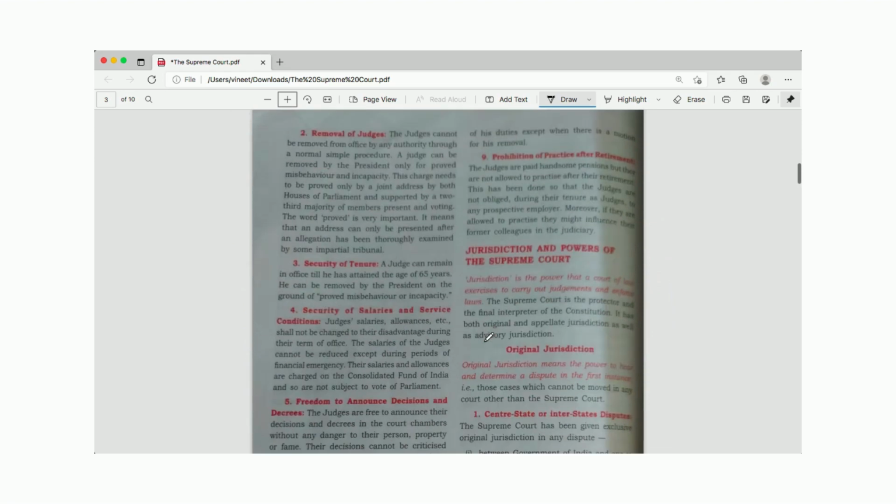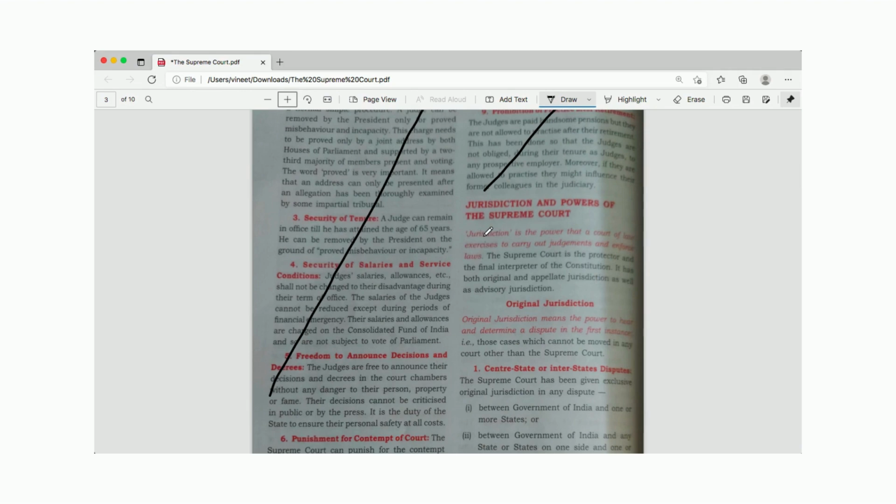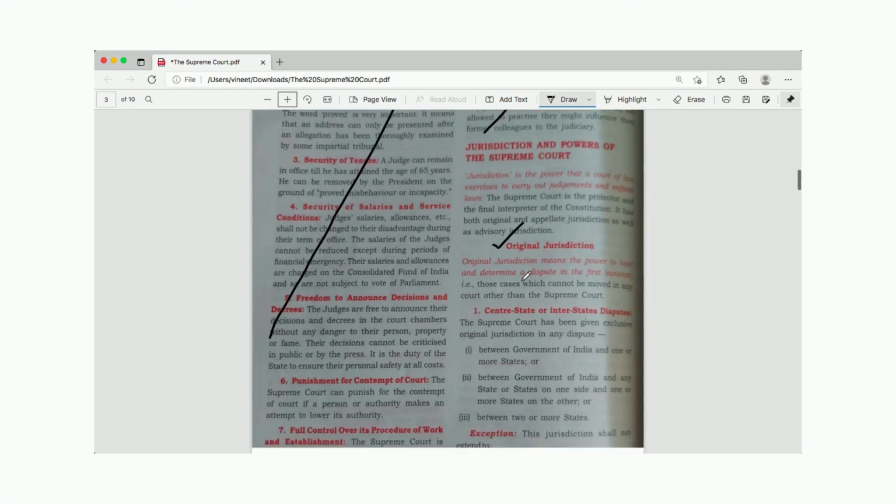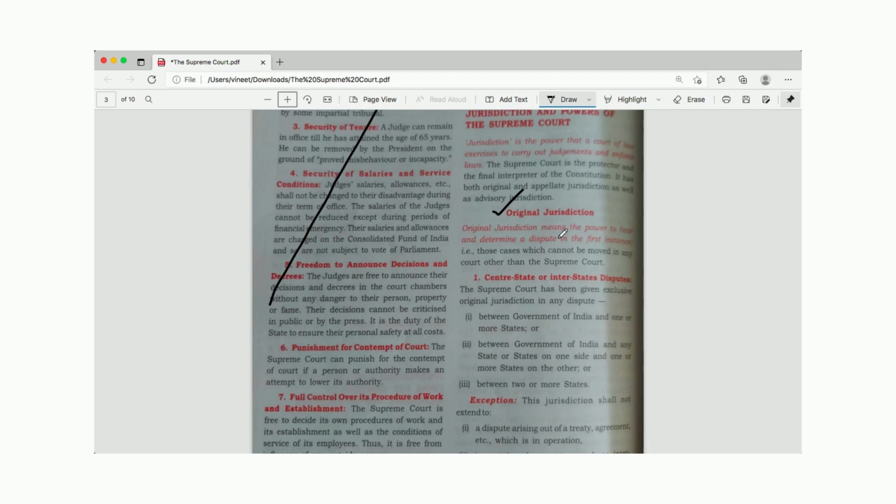There are 9 points given here which you can cancel. So the entire part here is cancelled. You do not need to do this. And then you come to the jurisdiction and powers of Supreme Court. Yes, you have to start with the original jurisdiction. And very nicely, they have given you in red italics the meaning of original jurisdiction.